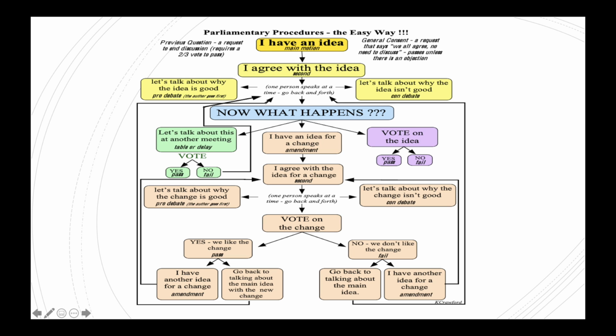After that, there are many things that can happen. You can either push for a vote on the idea, at which point you can vote yes for a pass, vote no for a fail. You can have an idea for a change, which is an amendment, and it will go on to have a vote for the change or talk about why the change is good or bad. Or you can table it and say, let's talk about this at another meeting. This is the basics of parliamentary procedure.